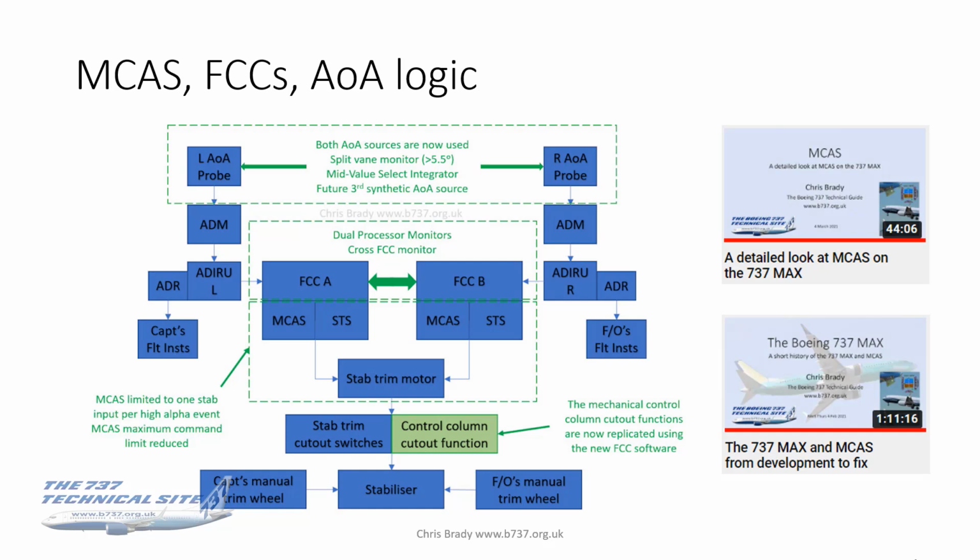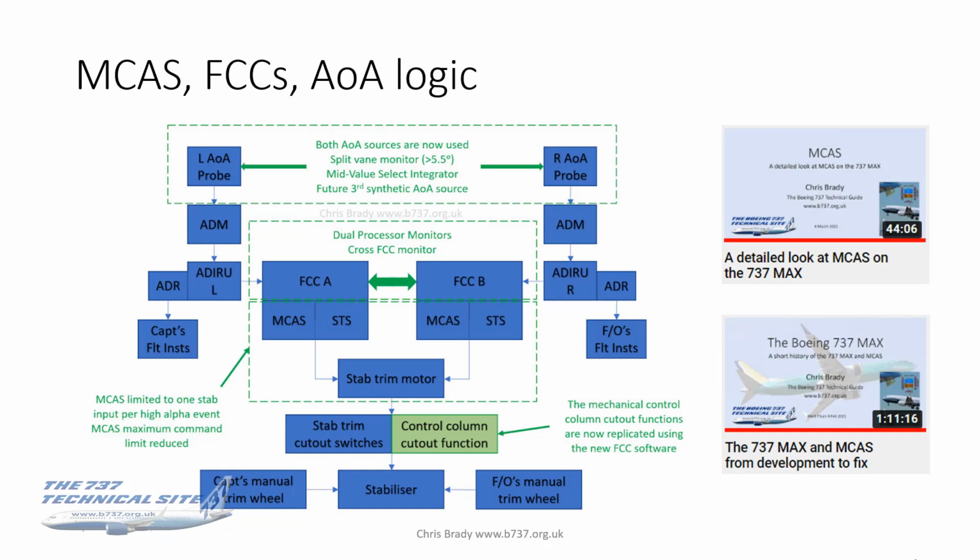It's got a mid-value select integrator, so that basically uses left probe, right probe, and the previous valid alpha signal to go for a mid-value of those three. And a future third synthetic angle of attack source. This is going to come in with the MAX 10. That's going to be part of the certification flight testing for the 10, and it will be retrofitted back to all other MAXs. The FCCs now cross-monitor each other, so rather than just having one FCC in use per flight in isolation, they will now cross-monitor each other.